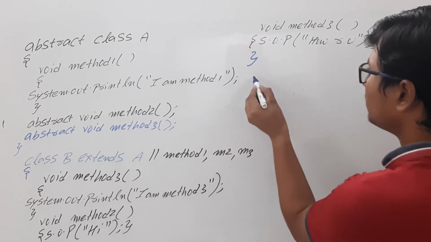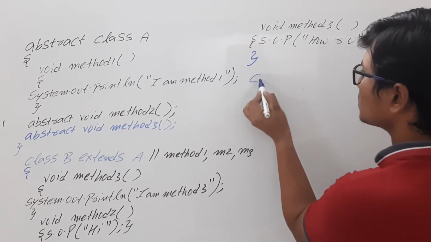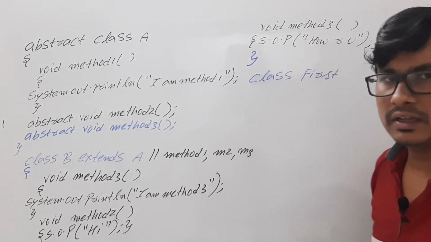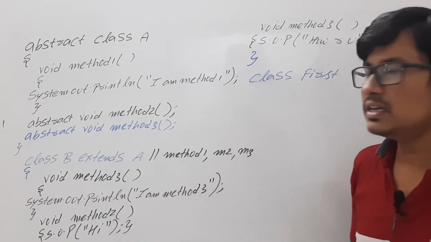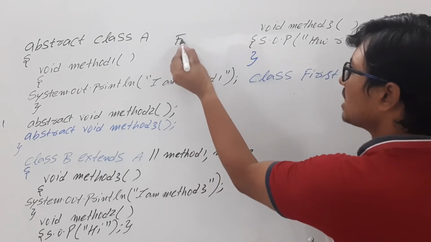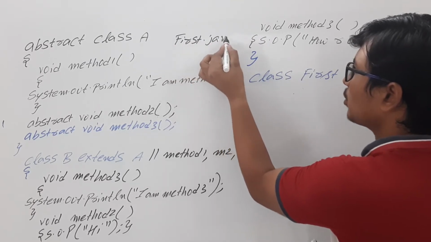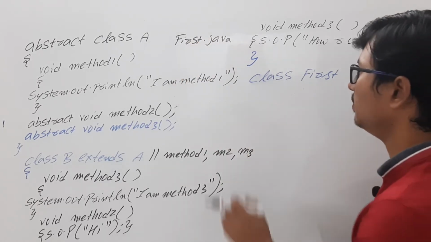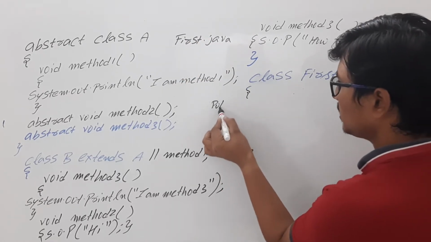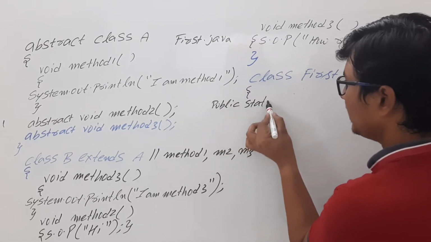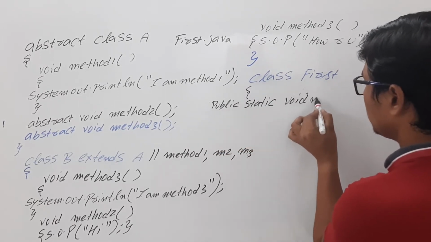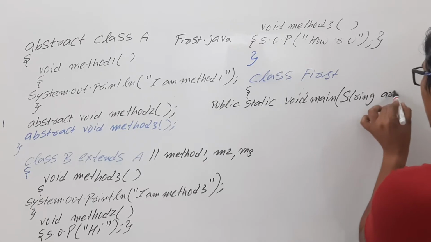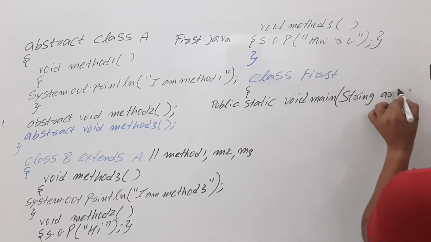Now I will create a driver class. Let me write it as first. You know that this is the driver class, or the main class. Then the file name should be saved as first.java. Whatever name you have provided for the driver class, the program should also be saved with the same name. Then let me write public static void main, String args. It is an array of string type.